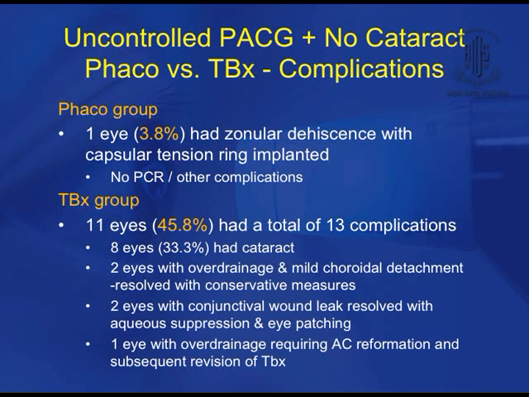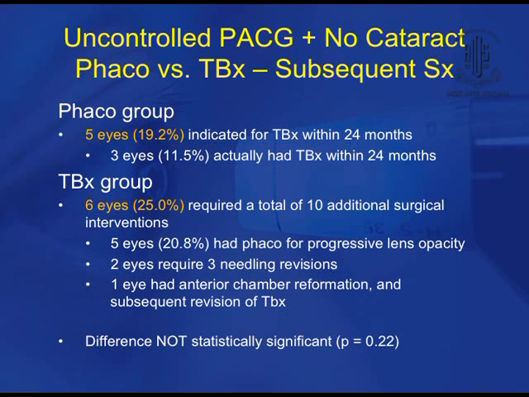In terms of complications, 3.8% of the eyes in the clear lens extraction group had zonular dehiscence with capsular tension ring implanted, whereas in the trabeculectomy group, almost 46% of the eyes had a total of 13 complications. Now, at this point, I must stress that amongst this 46%, actually one-third of the eyes, 33% of the eyes, had developed cataract over the first 24 months after surgery. Otherwise, these cases have their fair share of other filtration surgical complications.